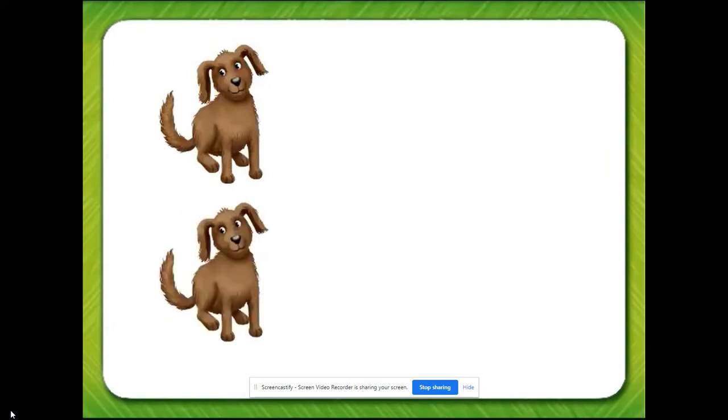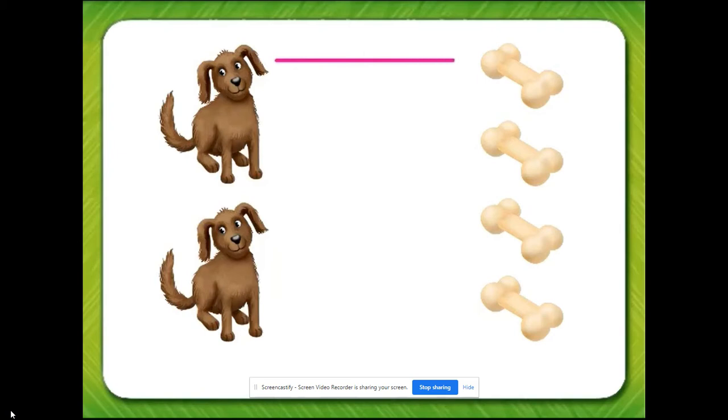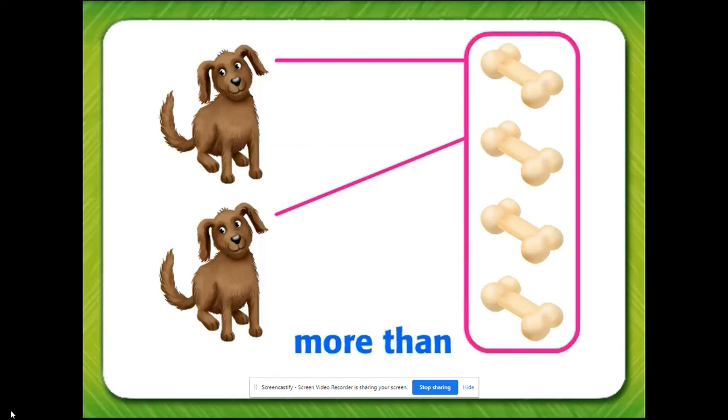Here is a group of dogs and a group of bones. Draw lines to match each dog to a bone. The two groups are not the same. The group of bones has more objects than the group of dogs. So we will draw a circle around the group of bones.